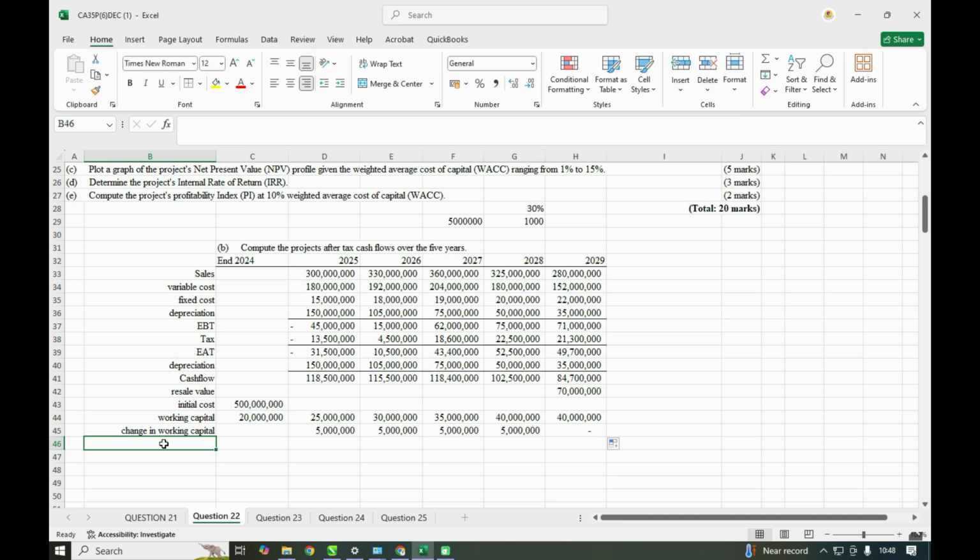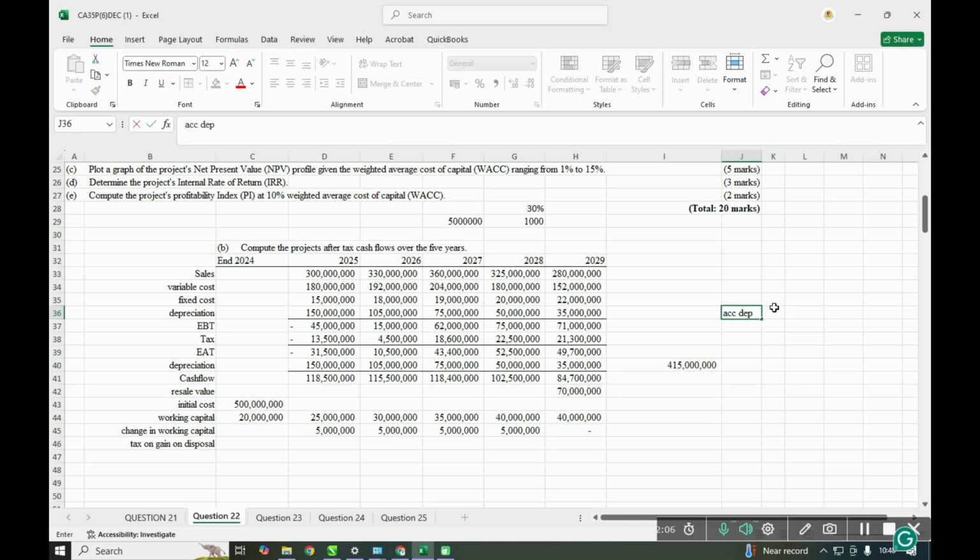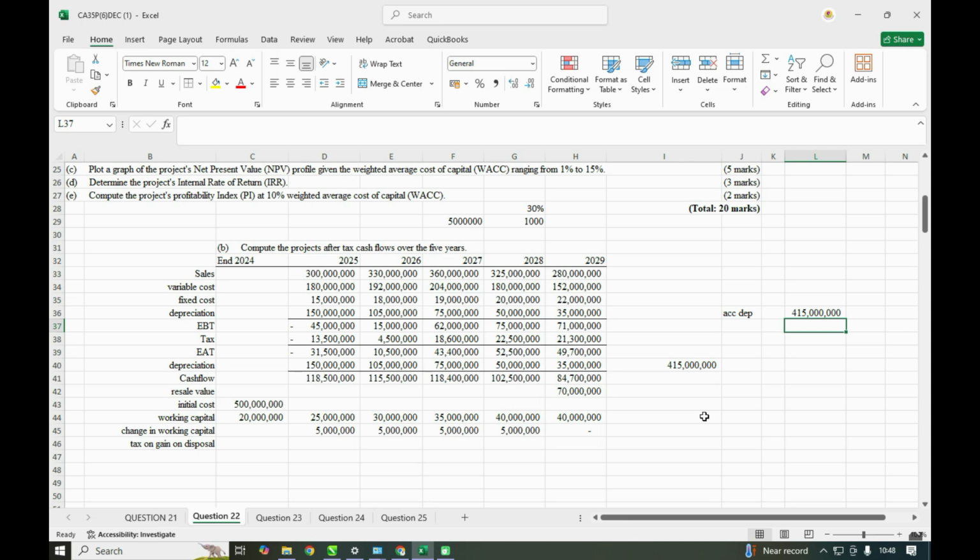And again, we have tax on gain on disposal. Normally we tax the gain. So the first thing to get the gain, remember we sold it at 70. We first find the accumulated depreciation. We do the sum of it. Accumulated depreciation was 415 million. The cost was 500.